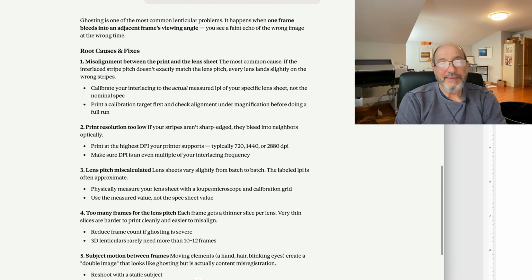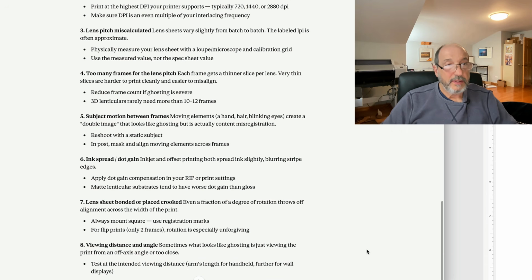Yeah, well, sort of. Yes, your lens should always be aligned to your sheet. Print resolution too low. If your stripes aren't sharp edge, they bleed into neighbors optically. Yeah, technically true. Lens pitch miscalculated. Yeah, I suppose that would cause some kind of banding or irregularities. I guess I'm going to assume that people are using the correct pitch for their lens.